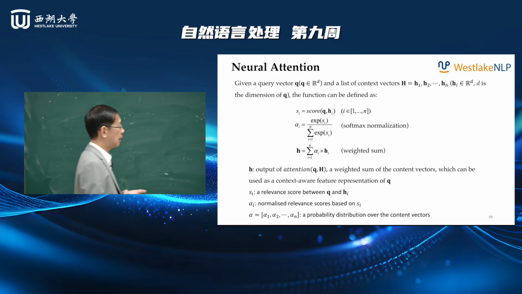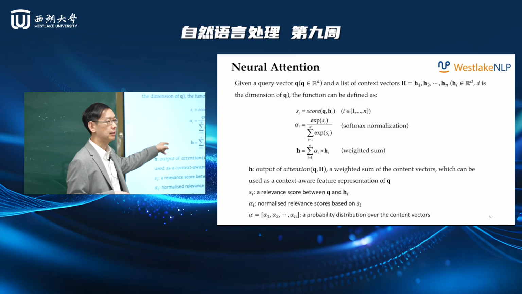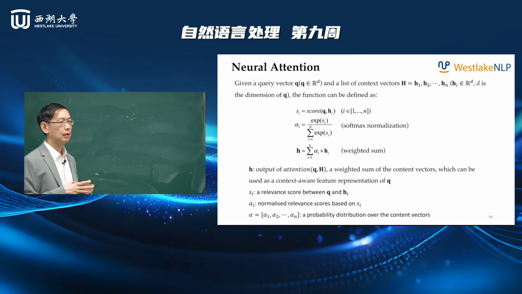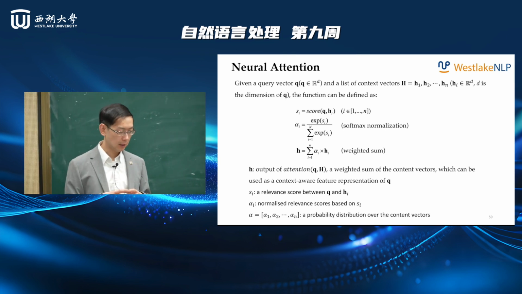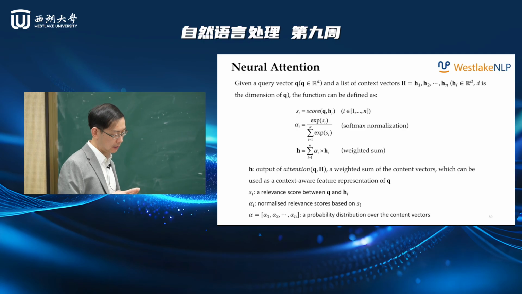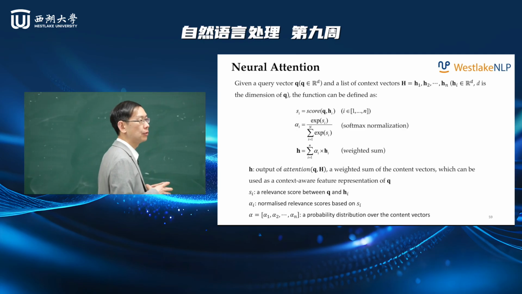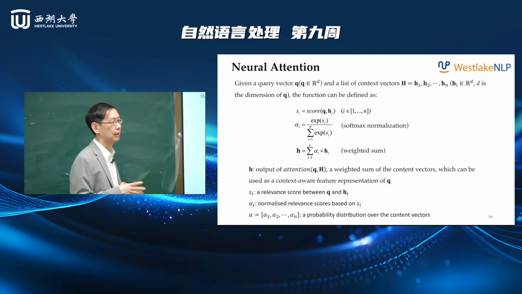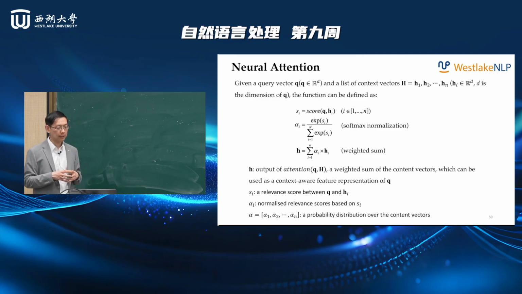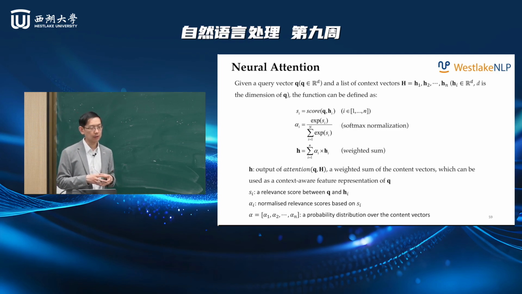And then the last step is just as I described earlier. The overall h is a weighted sum of all these h_i. So all we need to solve is how to score each h_i using Q. As long as you know how to calculate s_i, you know how to calculate h.